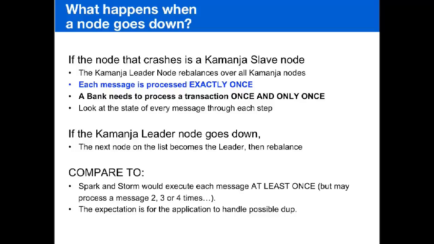And so it would look at the state of every message through each step. And so if the leader goes down, then the next node on the list becomes a leader, and then it can rebalance.